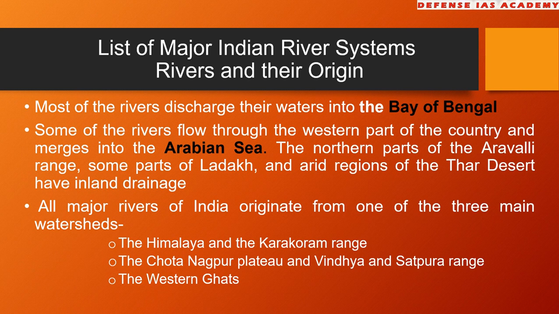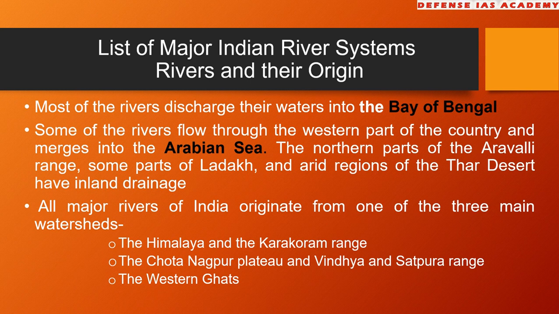Now most of the rivers of India discharge towards the Bay of Bengal, and there are some of the rivers which flow to the western part of the country and merge to the Arabian Sea. The northern parts of the Aravalli range, some parts of Ladakh and the arid regions of the Thar desert have inland drainage. Okay, so three types of discharge or drainage. Some drain to Bay of Bengal, some drain to Arabian Sea, some of the areas have their own inland drainage.